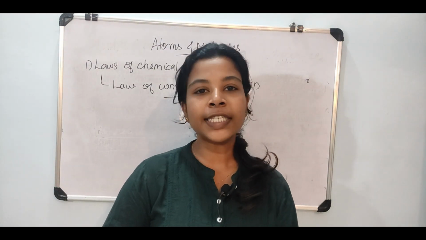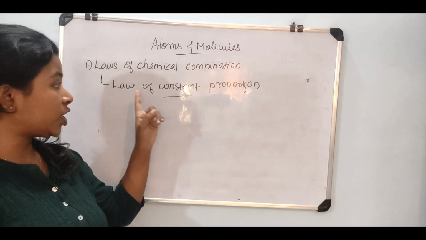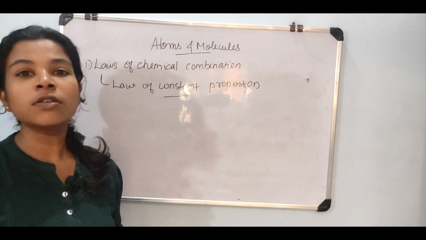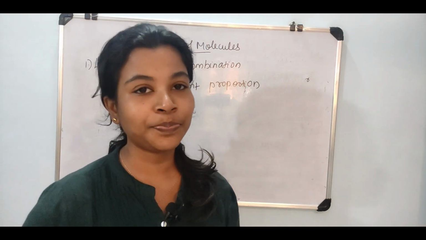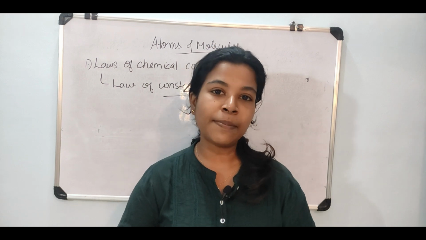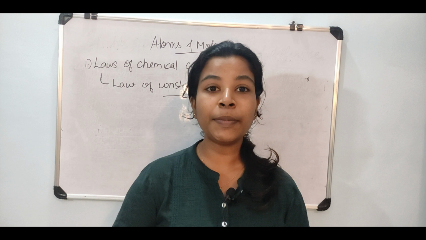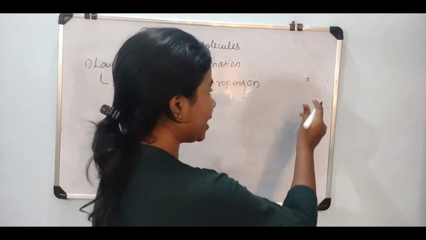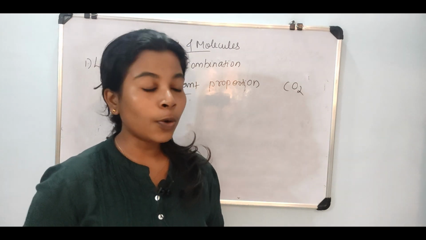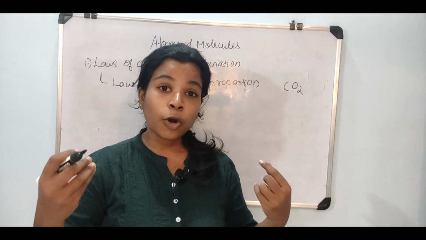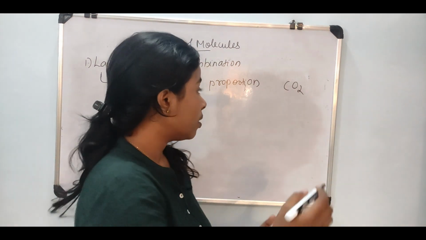Okay. Now let's come to the second law, which is coming under laws of chemical combination. That is the law of constant proportion. So what do you mean by law of constant proportion? Okay, for example, let us take the case of carbon dioxide. What is the molecular chemical formula for carbon dioxide? It is CO2, right? So whatever be the situation, what if suppose there is a lot of carbon?